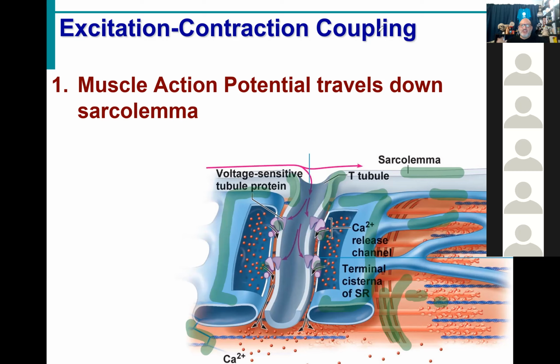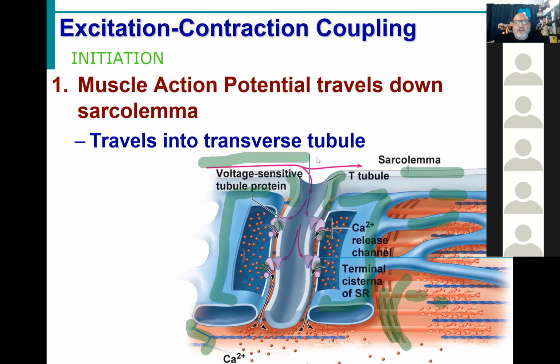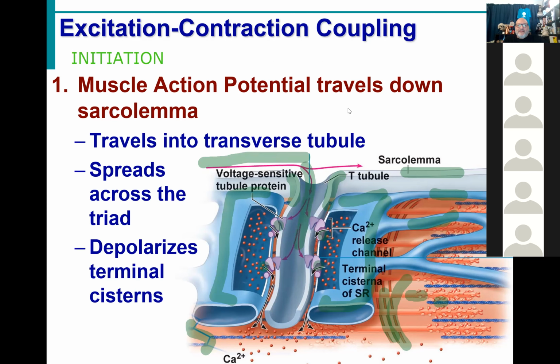So remember, initiation of communication, and that's what we're talking about right now, of excitation-contraction coupling, starts with our muscle action potential spreading down the sarcolemma. And as it spreads down the sarcolemma, it then spreads down the transverse tubule, spreading across the triad and depolarizing the triad. That big positive signal easily gets it to threshold.